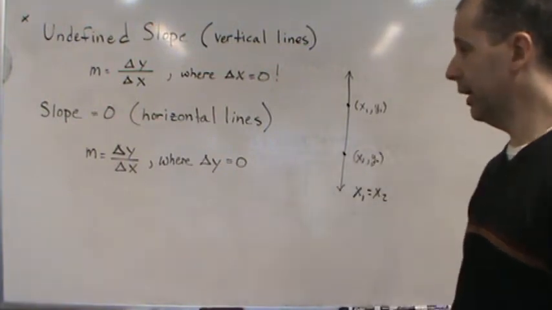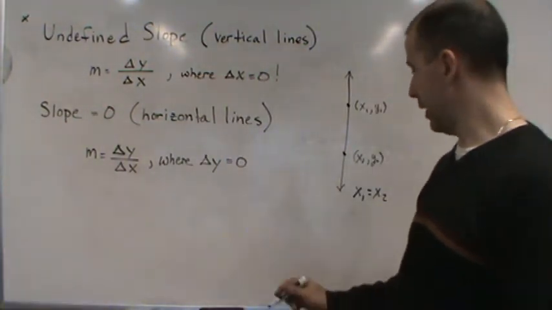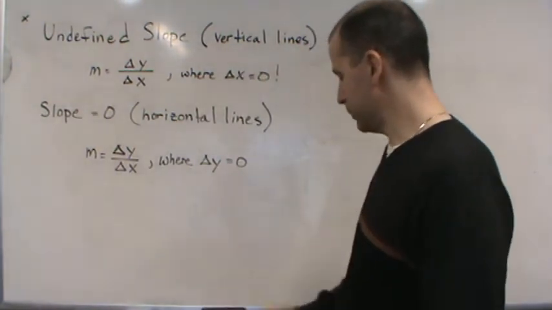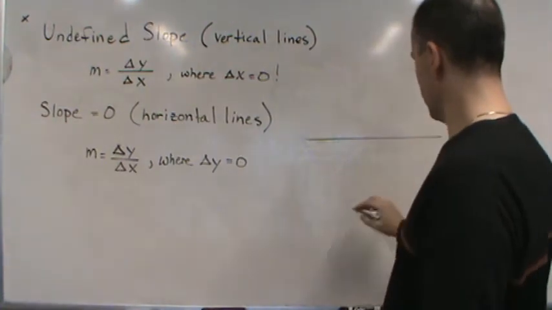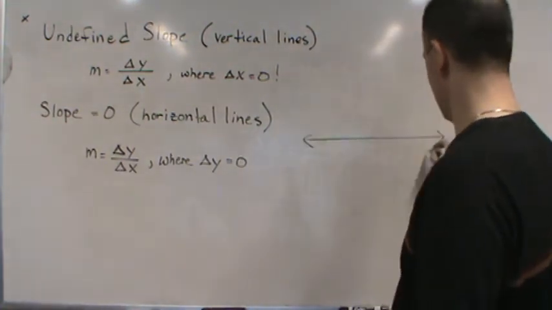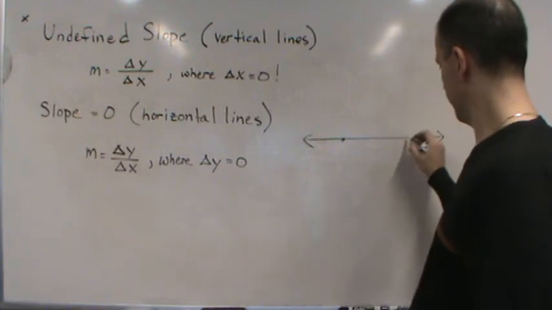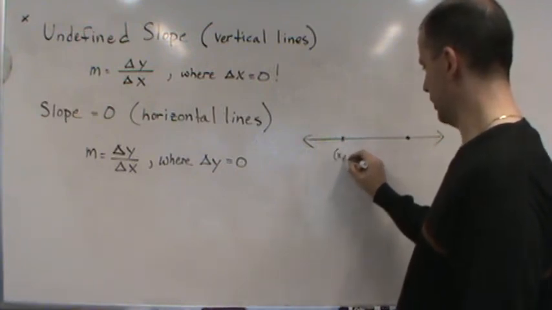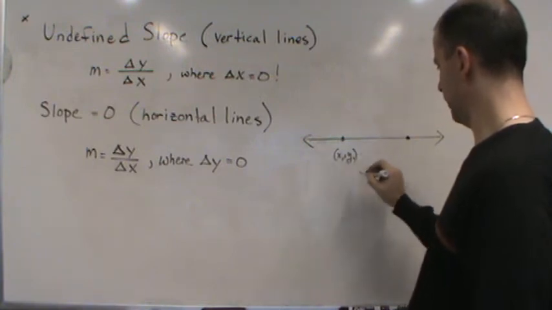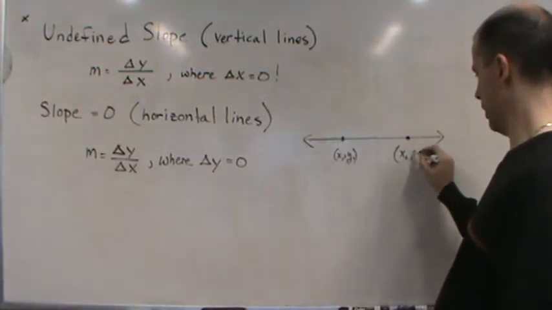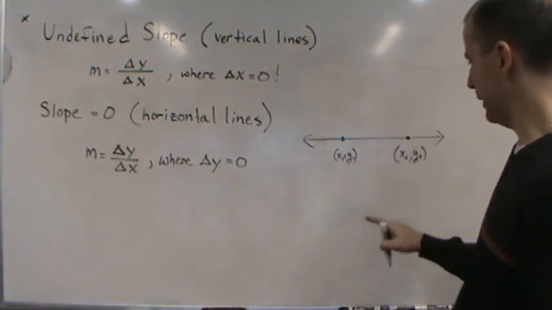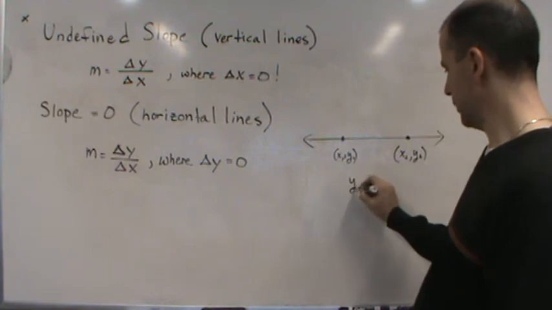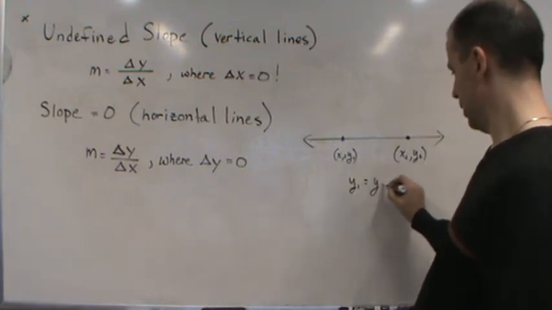Okay, so now, what about horizontal lines? Well, horizontal lines are where instead of the x values being the same, the y values are the same. Right? We talked about this before. A little bit of review. Right? So here we have x1, y1, and here we have x2, y2. And so now in this case here, it's a horizontal line, so the x values are going to be different, but the y values are going to be the same.